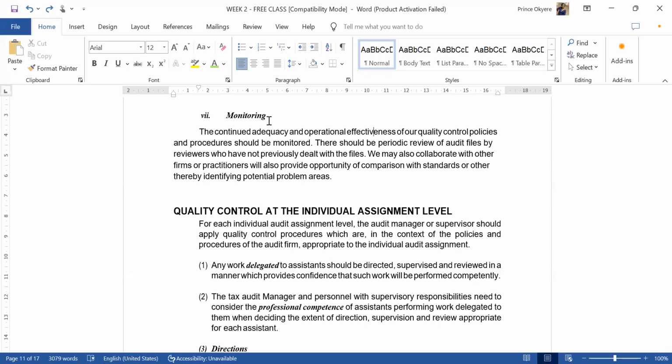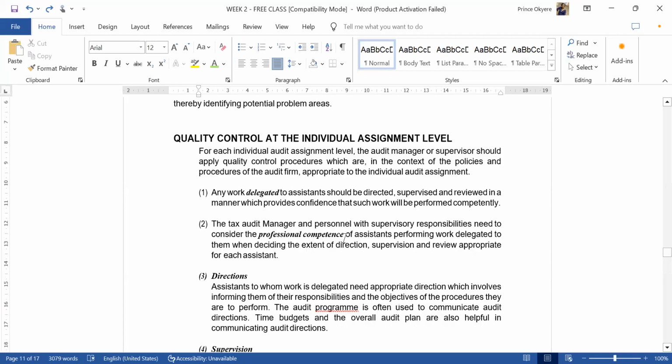Monitoring. If you put in place procedures, you need to monitor them. Monitoring those processes means that you are looking at the progress, whether those processes are actually ensuring quality or not, so that you can make amends when you feel something you put in place is not really getting a good result.